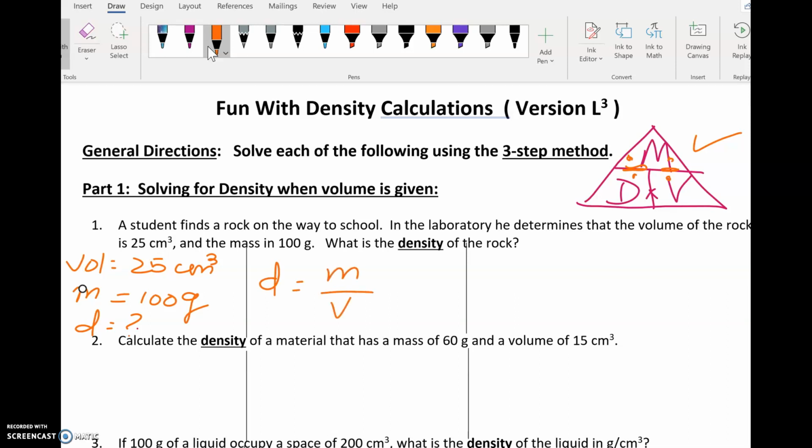Remember, you covered the D. If you're looking for D right here, cover the D. It's mass divided by volume. All right, you come on over here. It's going to be the mass is 100 grams divided by 25 cubic centimeters.